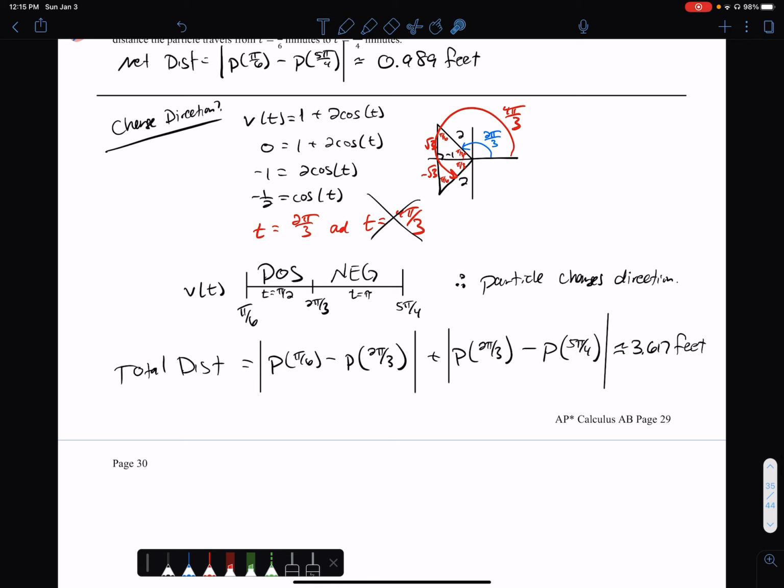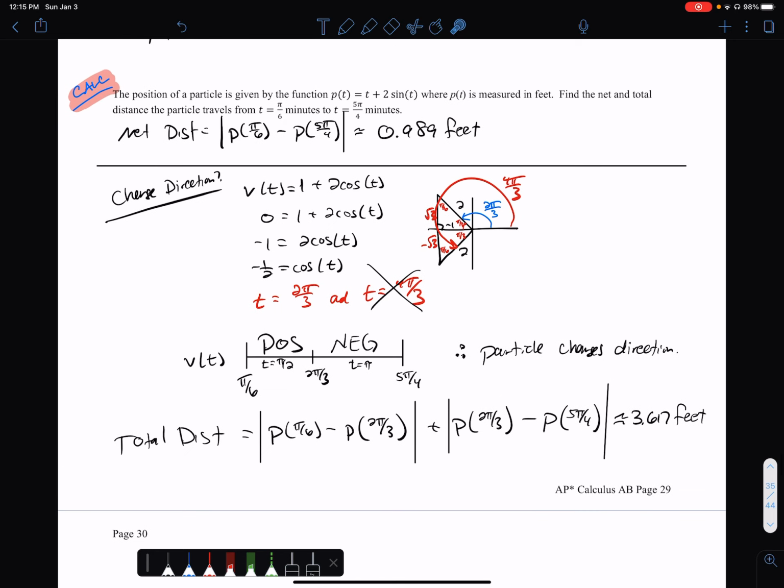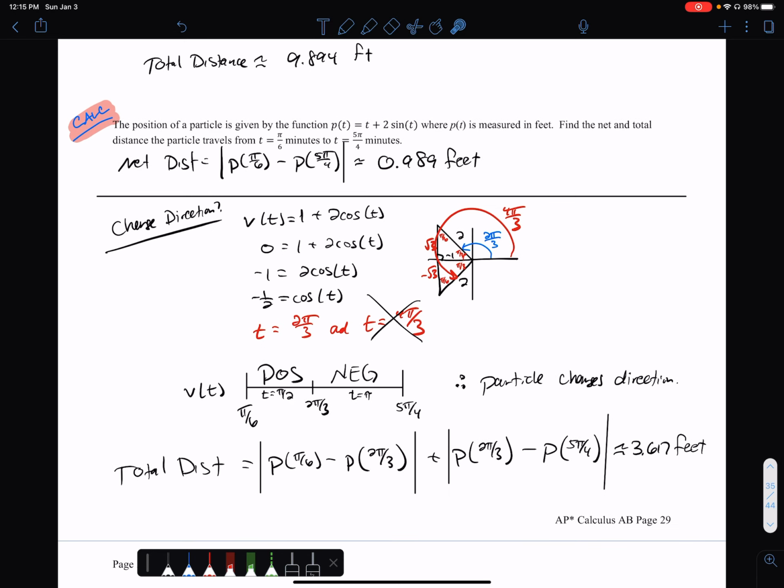That concludes the notes for this section. Hopefully it made some sense. Net distance is a lot simpler than total distance. That's the big takeaway for this lazy guy.